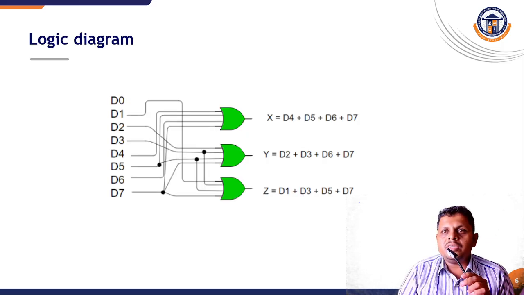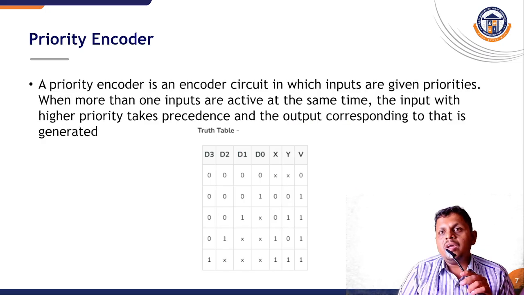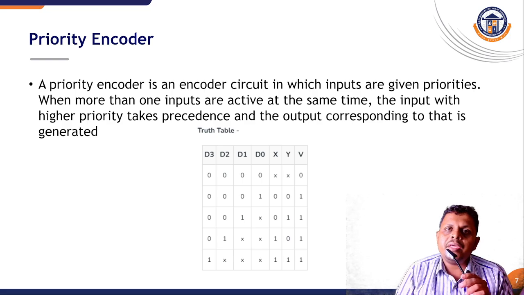We can use OR gate operations for different inputs, performing the circuit diagram. So this is a form of the circuit diagram. And the priority encoder. So what does the priority encoder mean? When we are giving more inputs, more than one input that is 1, the priority will take place. So that is known as the priority encoder.